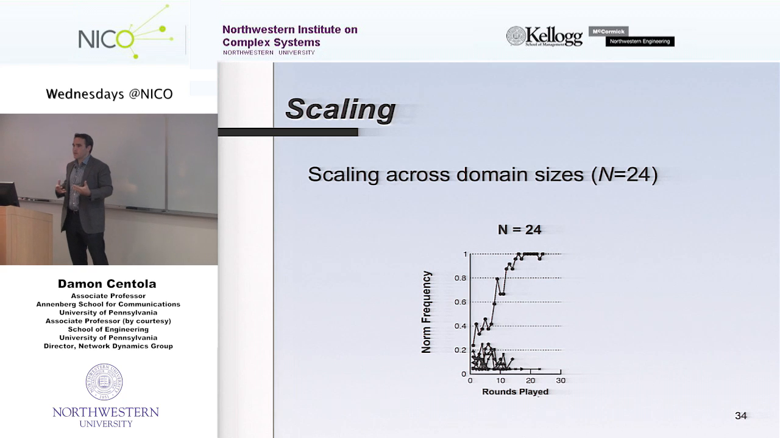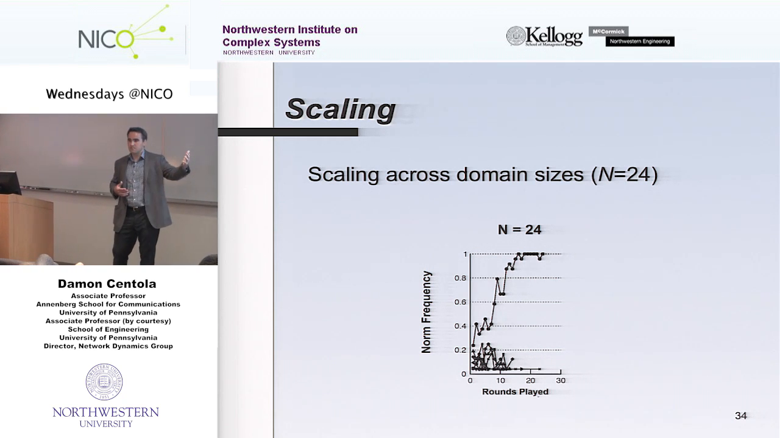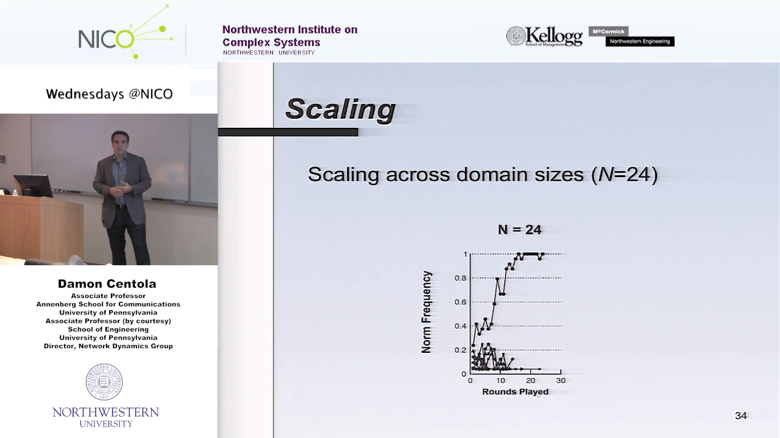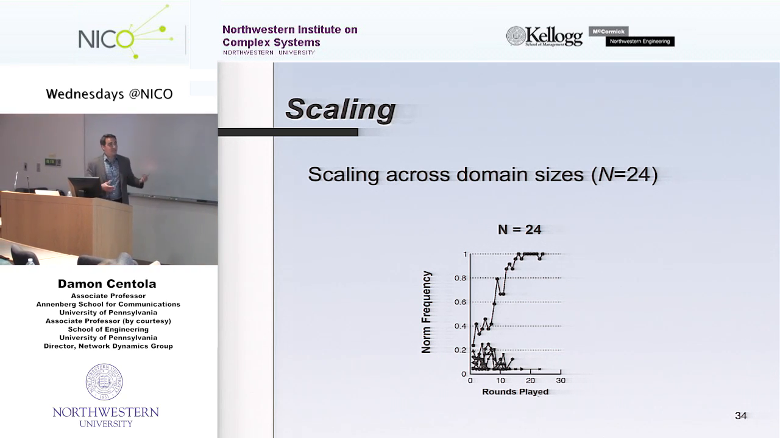But then it started to raise the question: we argue that this generalizes. We're above this critical point. This generalizes to infinity. Do we believe that? This is a complex social process. Does it really just generalize as simply as we think? So the next question was to see if we could run it with a larger population. So we doubled the population size.